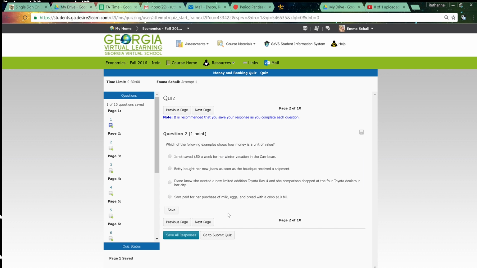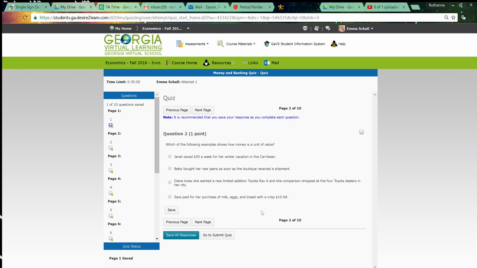Number two, which of the following examples shows how money is a unit of value? Janet saved $50 a week for her winter vacation in the Caribbean. Betty bought her new jeans as soon as the boutique received a shipment. Diane knew she wanted a limited edition Toyota RAV4 and she comparison shopped at the 4 Toyota dealers. Sarah paid for her purchase of milk, eggs, and bread with a crisp $10 bill.